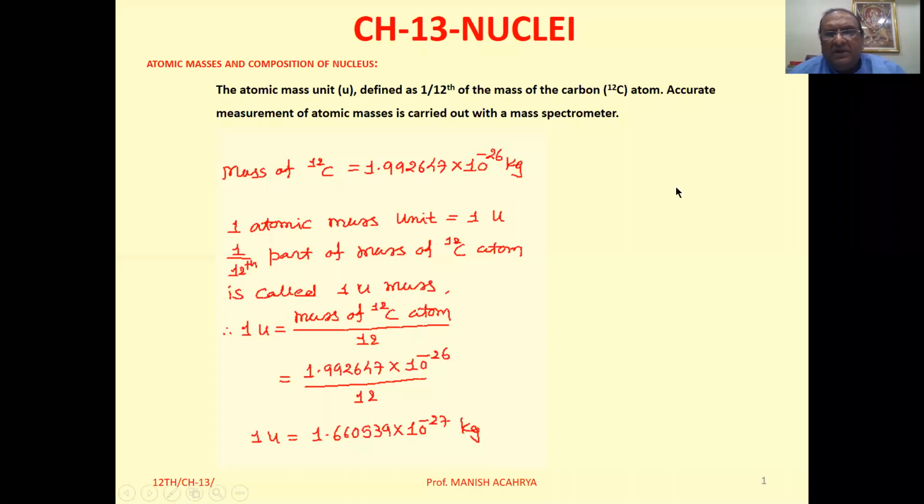Now chapter number 13, nuclei. In the previous chapter we discussed the structure of atom, and in that we discussed that almost the entire mass, 99.9% of the mass of the atom, is concentrated in a small tiny region at the center, which is known as nucleus or nuclei. As well as the entire positive charge of the atom is also concentrated in the nucleus.